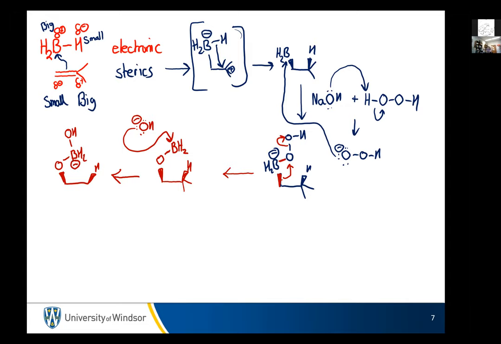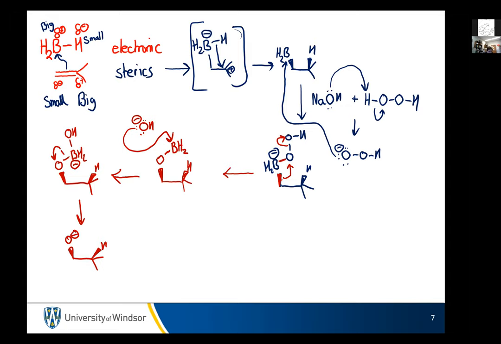Now boron's got 8 electrons. It doesn't want 8 electrons because it's negative. And so what it does is it can kick out the alcohol we just made. And I've spontaneously lost my dimethyl group. And it's going to be O minus at this point.